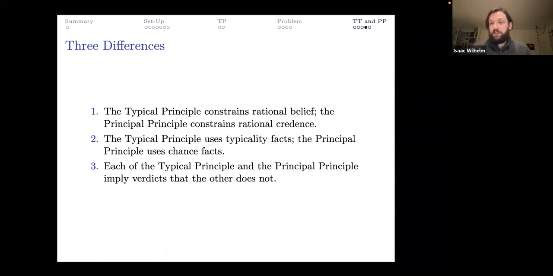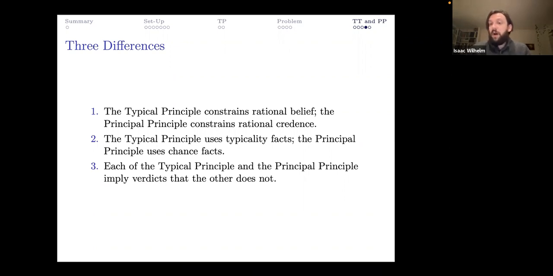So the typical principle implies verdicts that the principle does not. Here's an example: things that are typical, but that don't have anything to do with chance. The typical principle is going to tell you how to set your rational doxastic states on those things. The principle, excuse me, is just going to fall silent on that. That is a thing that the principle implies that the typical principle does not.